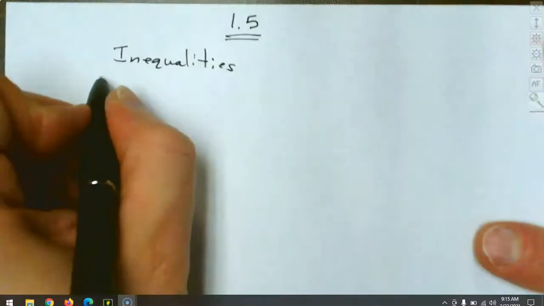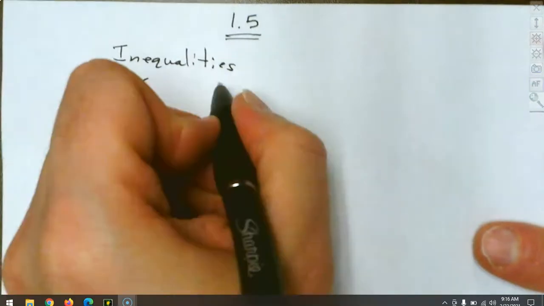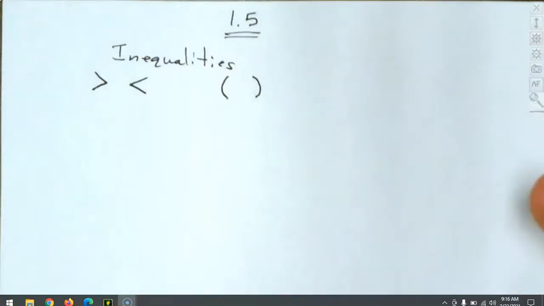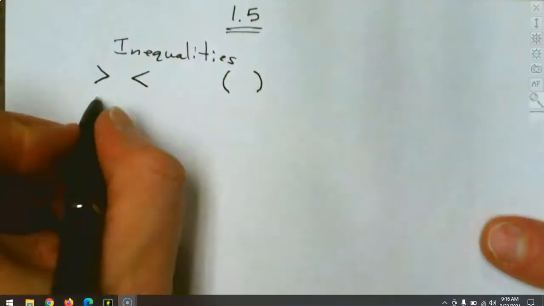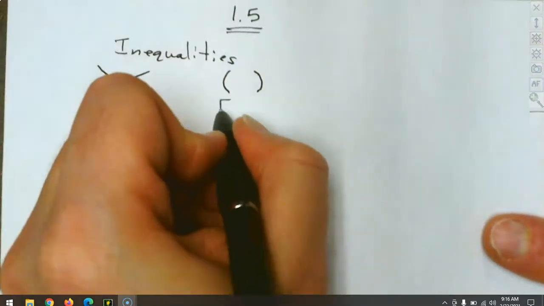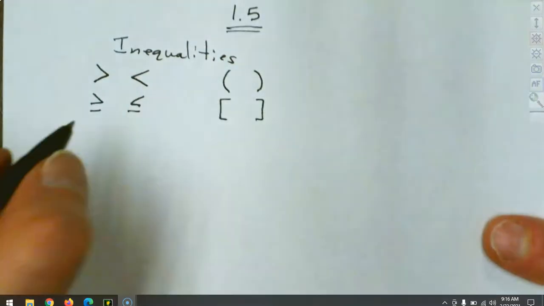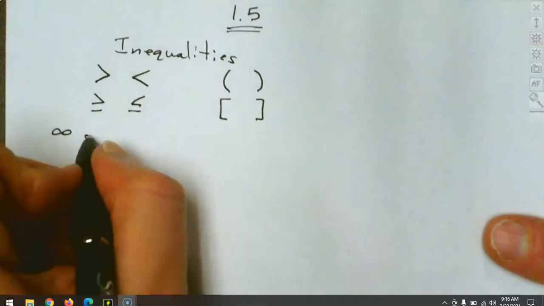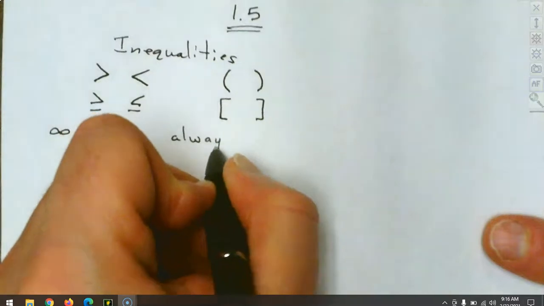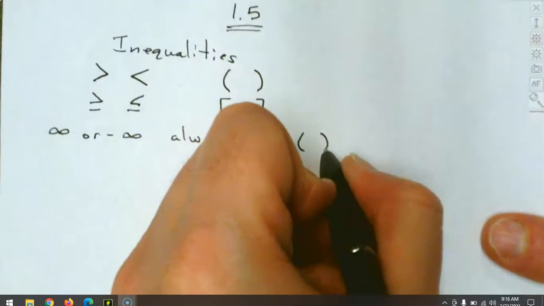For inequalities, if we have greater than or less than, those are going to get parentheses. When we look at greater than or equal to, less than or equal to, those are going to get square brackets. Also, positive or negative infinity always gets parentheses.